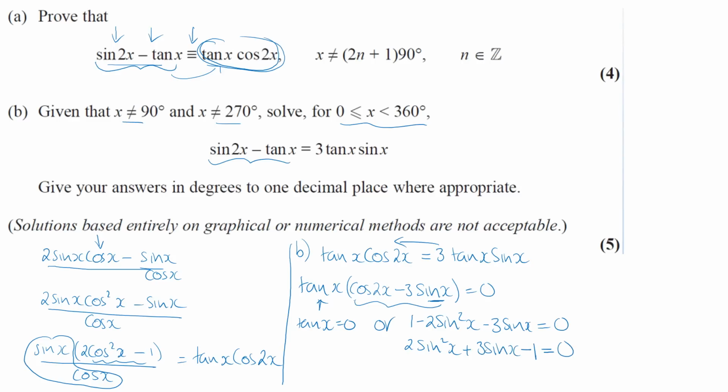Now that doesn't factorize, but if you use the quadratic formula, you'll get that sine x is equal to minus 3 plus or minus root 17 all over 4. And then if you do inverse sine of that, you'll get that x is equal to 16.3. And if you do 180 minus that, you get the other answer, 163.7. And then we just need to solve for this tan x, and tan x is equal to 0 in the range, x will equal 0 or 180 degrees.